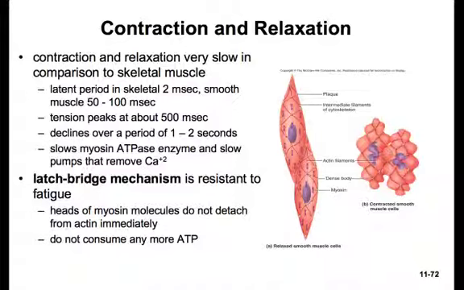In skeletal muscle, the latent period is about 2 milliseconds. However, in smooth muscle, it can be up to 100 milliseconds. And the tension will peak at about 500 milliseconds. And then it takes 1 to 2 seconds for that tension to decline. Can you imagine if our skeletal muscles worked that slowly? The ATPase and the calcium pumps are also much slower in function than the ones we see in skeletal muscle.